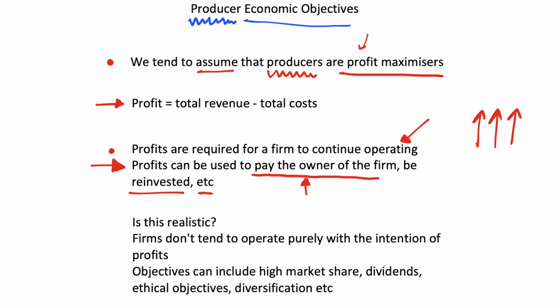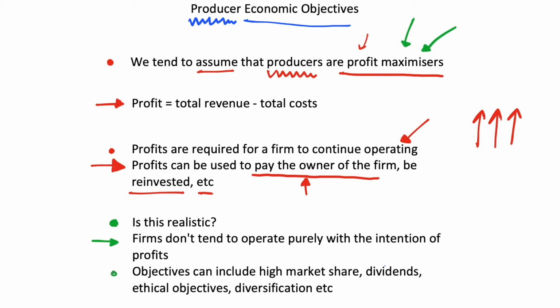But there is a big but with this, in that, is this realistic? Well, when we're assuming that firms only maximize profit, they are profit maximizers, this doesn't tend to be the case that we notice in reality, because firms do have a number of objectives. Of course, we say more profit is better than less profit, of course, but this is not the only thing that the owners of a firm are going to target. They don't tend to purely operate with a profit maximization idea.